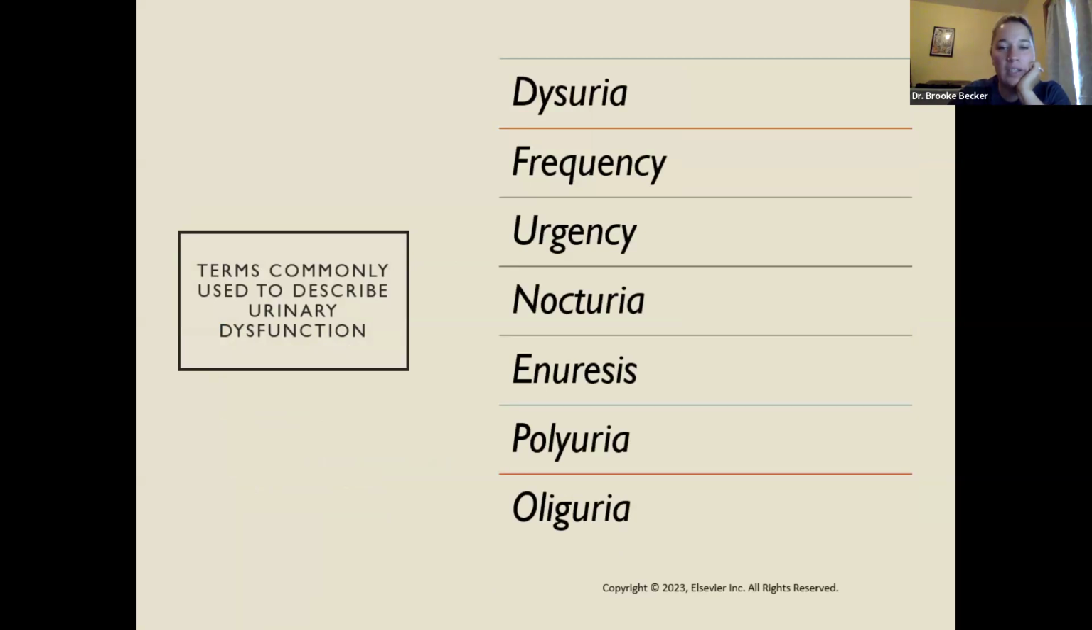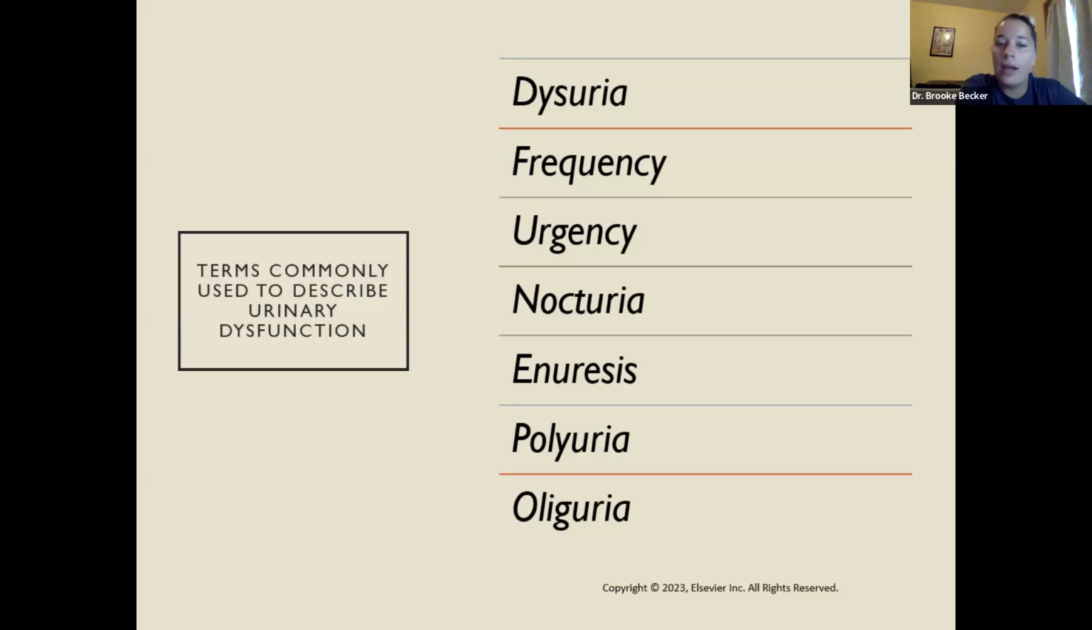Okay, so dysuria. Dysuria is discomfort with urination. That's how I have always remembered it. Discomfort. So that's going to be your burning and your discomfort with urination. Frequency, obviously, means you have the sensation you have to go all the time. You feel like you always have to go to the bathroom. Urgency is like the second you get that sensation, you have to go urinate. Nocturia is urinating at night, like awakening at night to urinate.